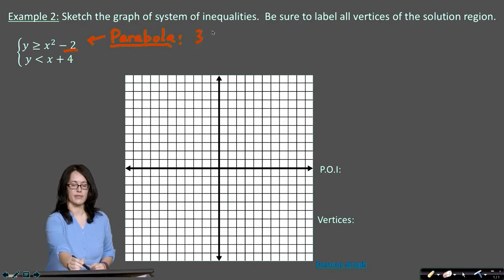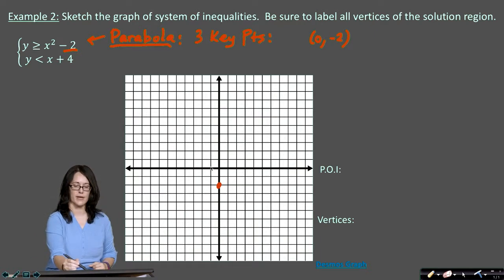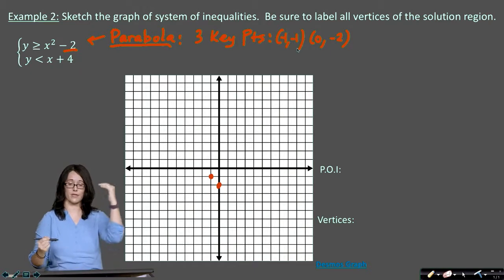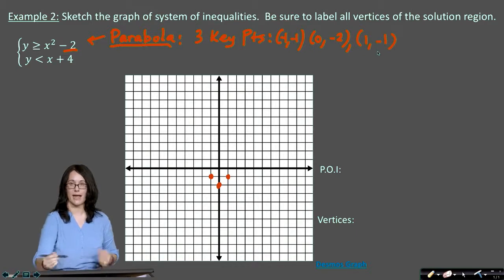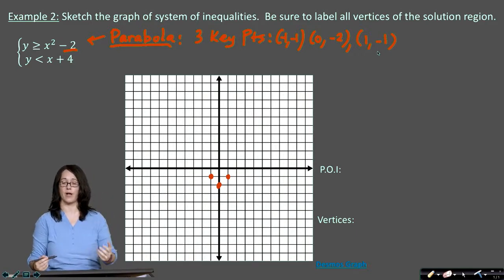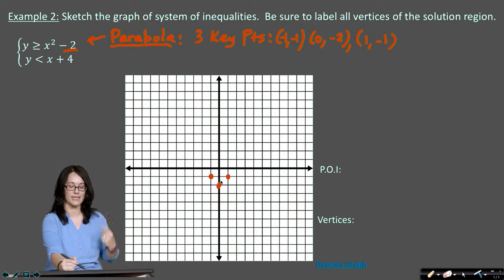So my 3 key points, after shifting it down 2 units, would be where? Instead of (0, 0), down 2 units, I'm at (0, -2). Instead of (-1, 1) up here, down 2 units, I'm at (-1, -1). You could do that just by subtracting: 1 minus 2 is -1 from the y values. Instead of (1, 1), I'm down 2 units at (1, -1). I can see that this parabola does in fact open up, as I would anticipate for a parabola whose leading coefficient of x squared is +1.